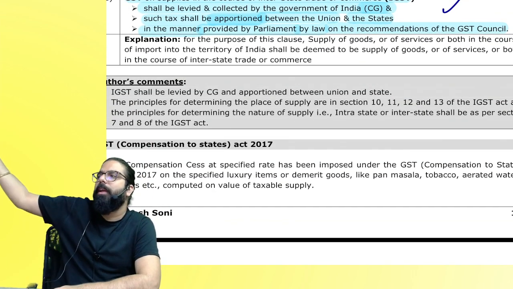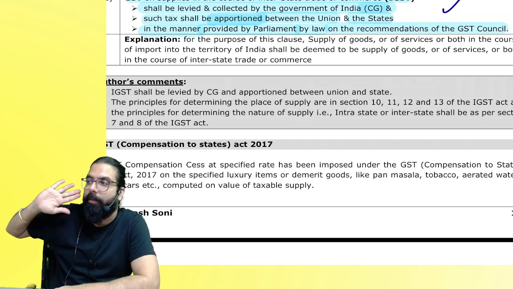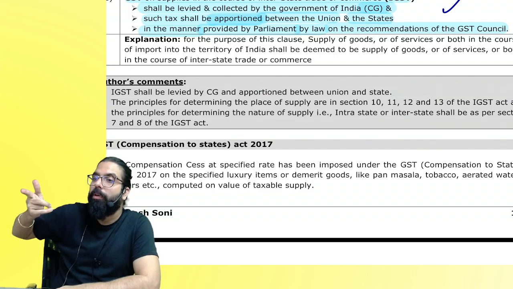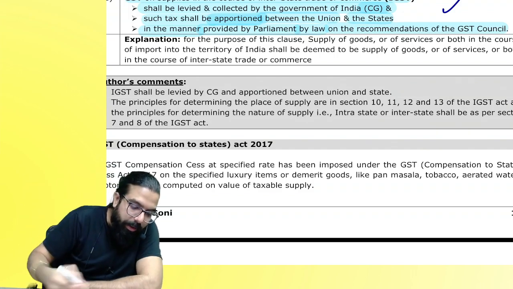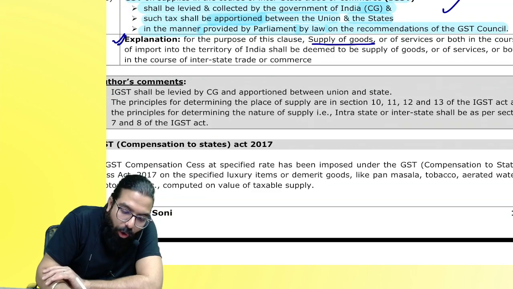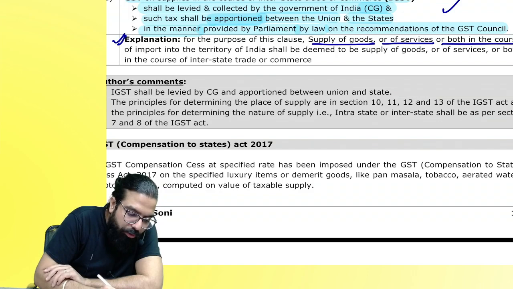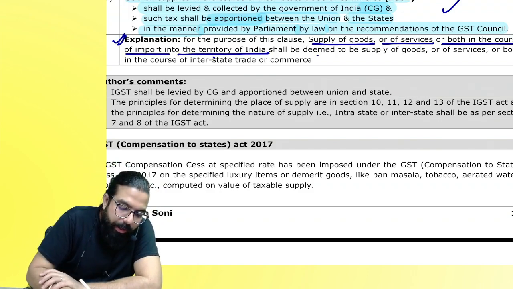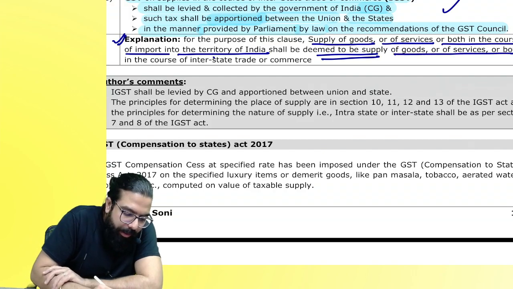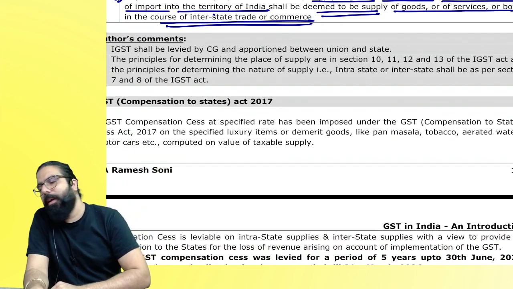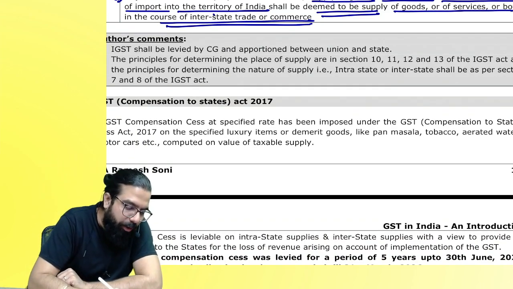If I am getting some goods or service from outside India, what will come? Who told this? Explanation: for the supply of goods or service or both in the course of import into the territory of India. When you import something, it will always be deemed to be interstate, and always what will come, everyone? IGST. Can I go ahead, everyone? Everyone, do one thing.